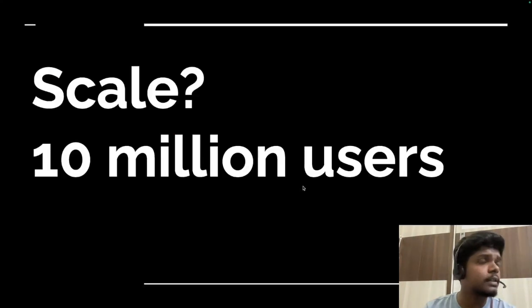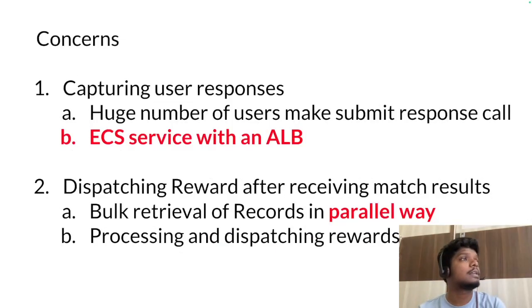So let's get started. Doing this in a normal way is not a challenge, but doing this at scale, for let's say 10 million users, is the main challenge, the tricky part. Here are our two concerns. First, capturing user responses, where there will be huge concurrent users, and then dispatching rewards after receiving the match results. Capturing user responses can be taken care of with an ECS service with an ALB.